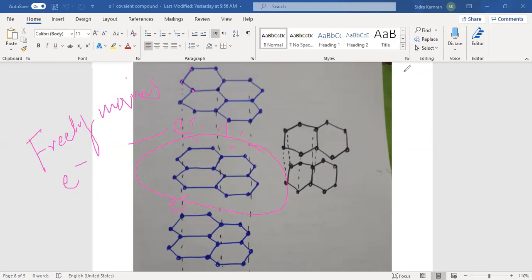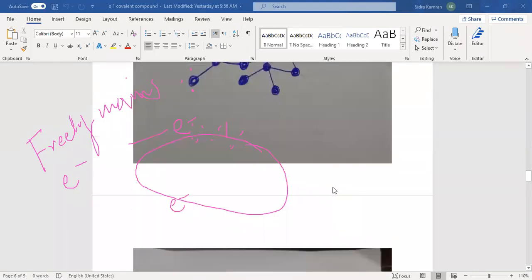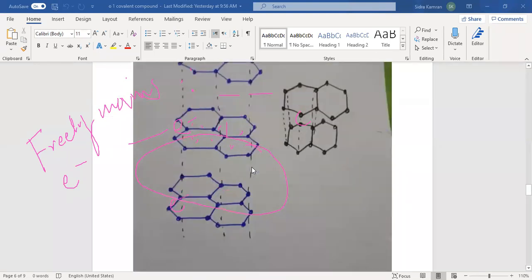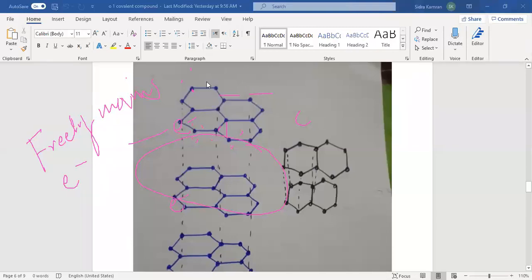In the structure I have drawn, I didn't attach this carbon to four carbons. You have to draw four other carbons like this. Don't worry, because of the limitation of space on the page, it looks like this, but all the carbon atoms are attached to four other carbon atoms. So in the structure of graphite, first there is a layer of carbon atoms, then a little space, and that space contains electrons. Then again a layer of carbon atoms, then space between the next layer. That space contains freely moving electrons.